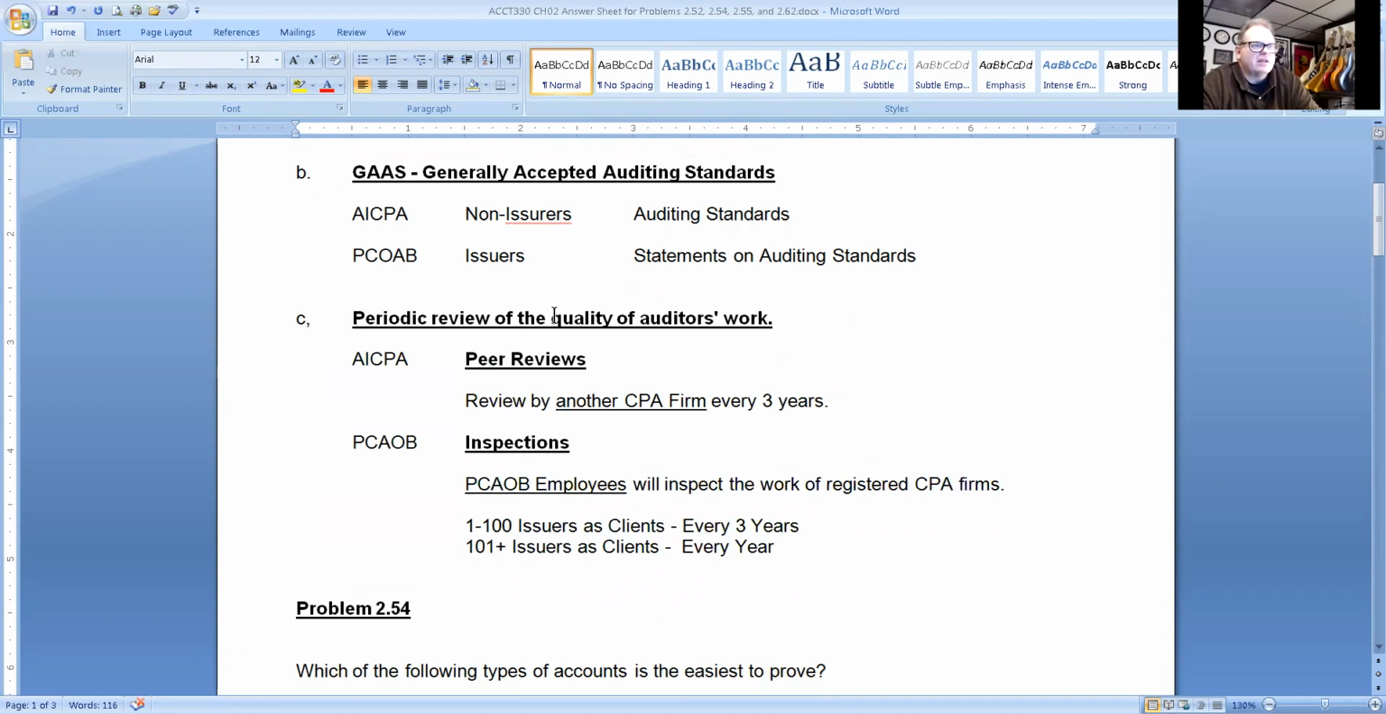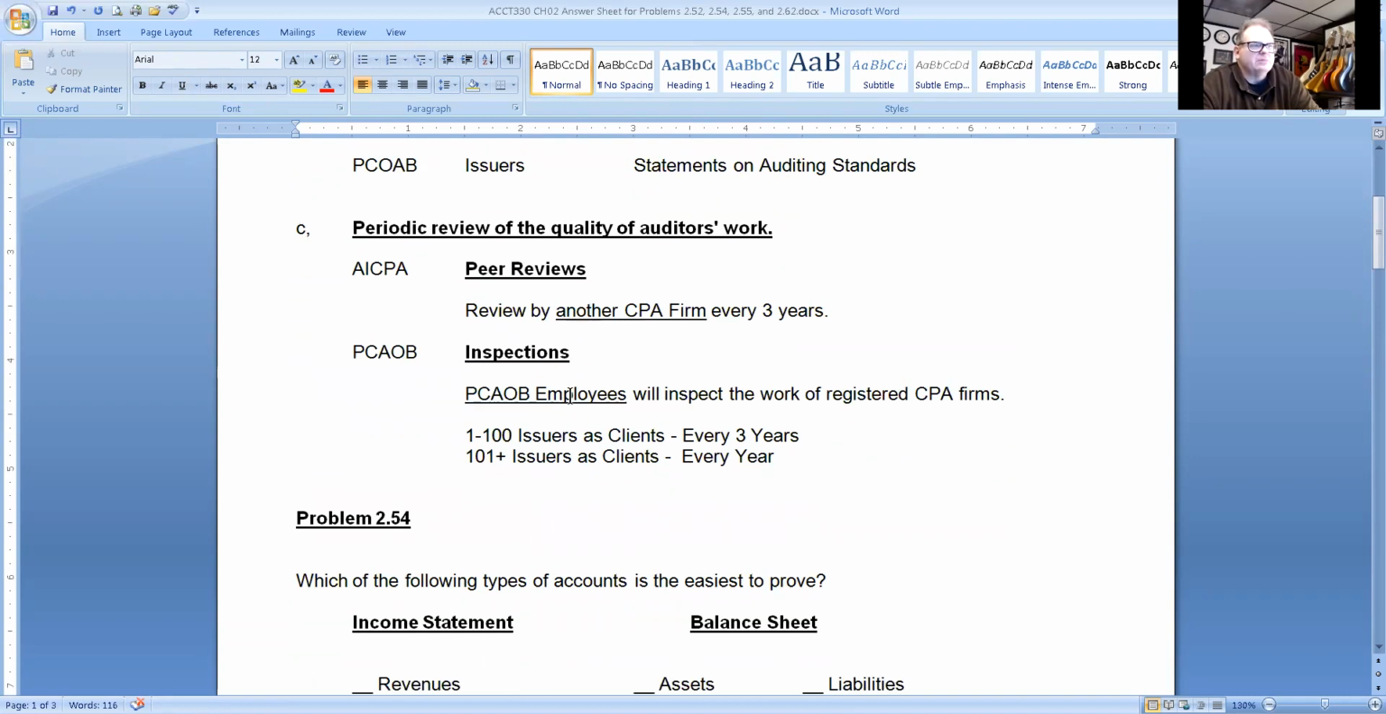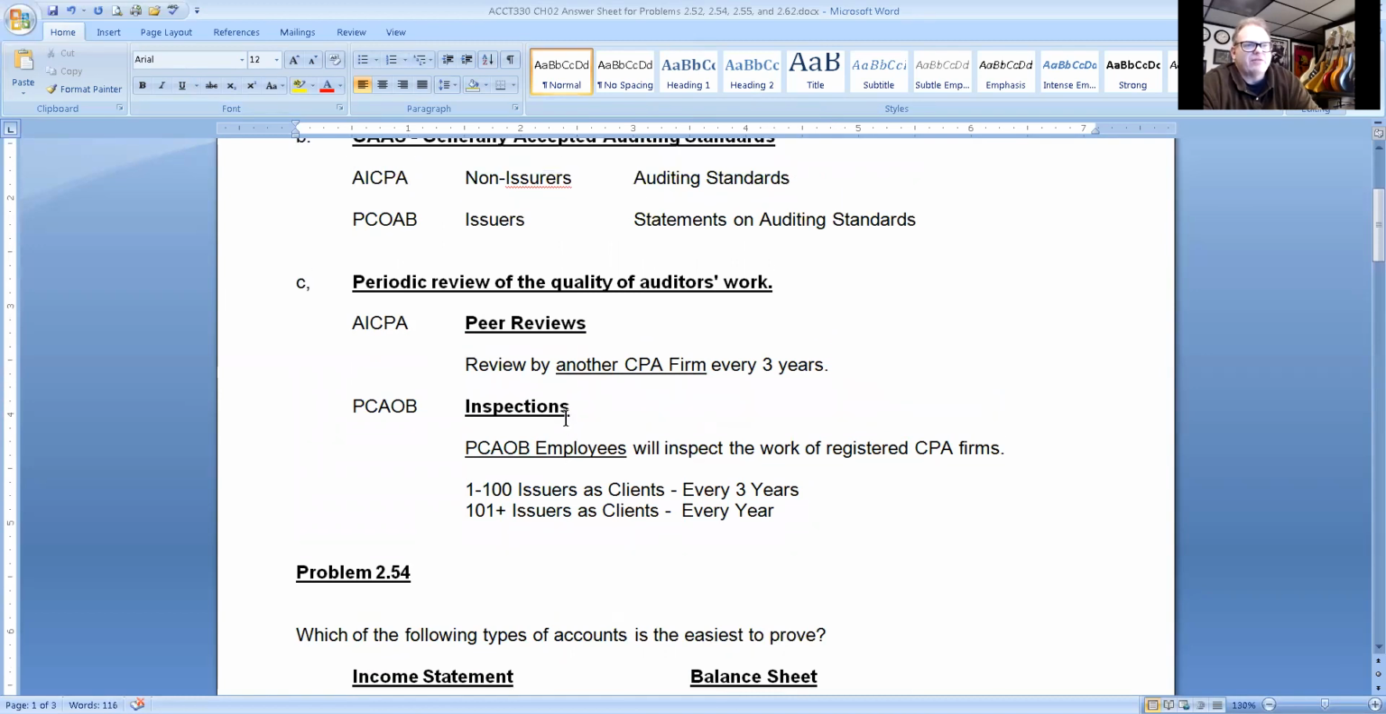So this is kind of the idea of how do we know that the CPA firms are doing what they're supposed to be doing? And this is one of the assurances, one of the quality controls that they have, is that they have reviews and audits.